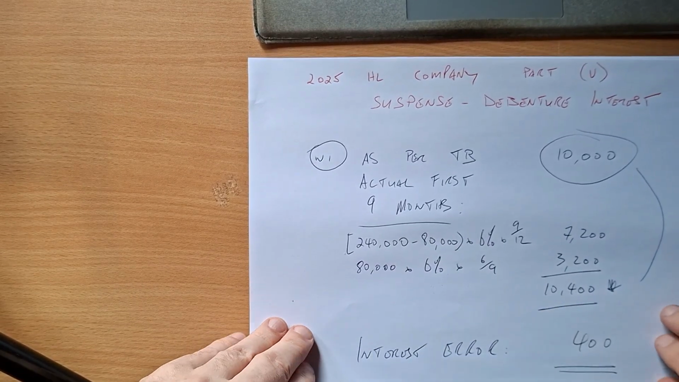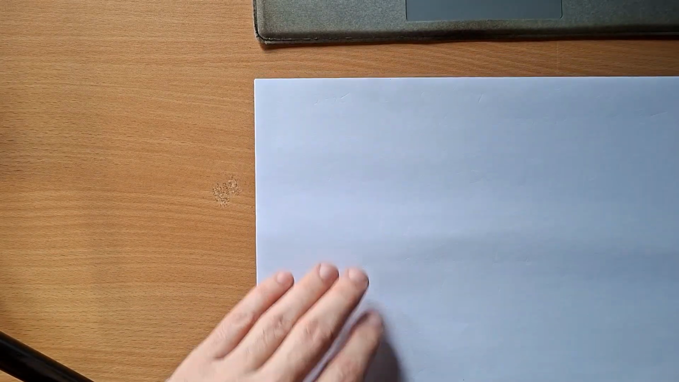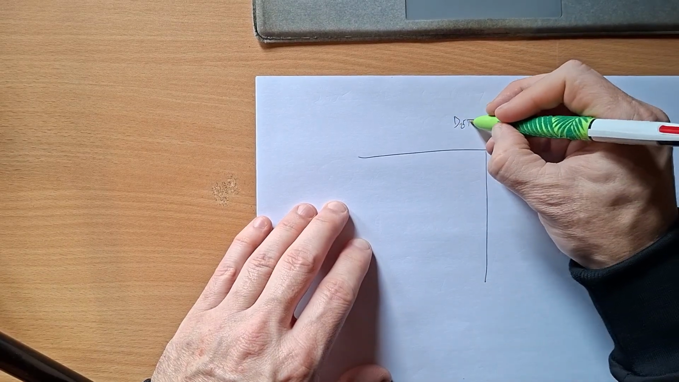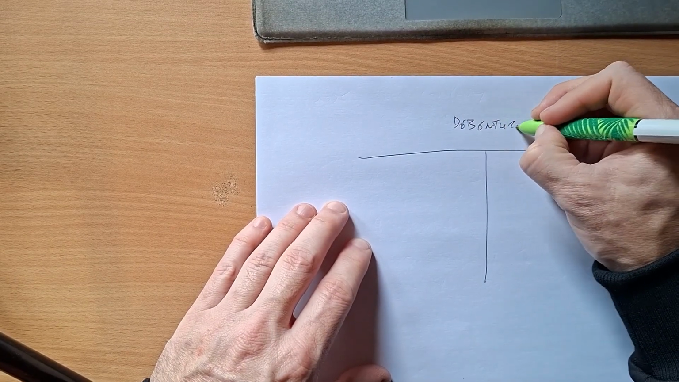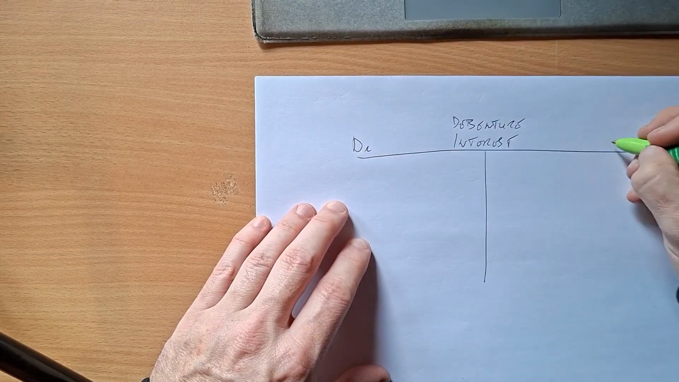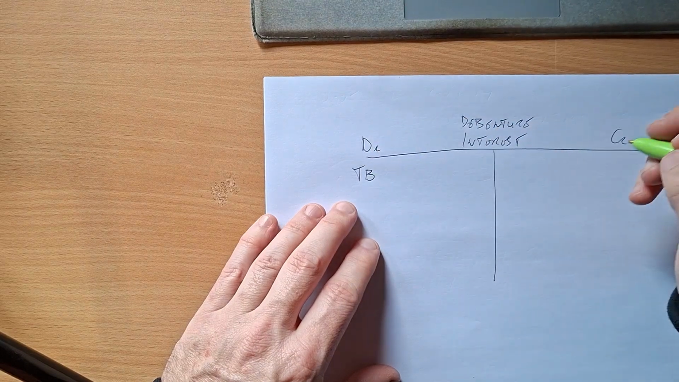All right. Now, what you have to do to fix that is draw up your debenture interest account. So it will look something like this. Okay. If we're doing a double entry on this, there's my debenture interest. All right. So I'm just getting the figure straight off the trial balance. It's sitting on the debit side.